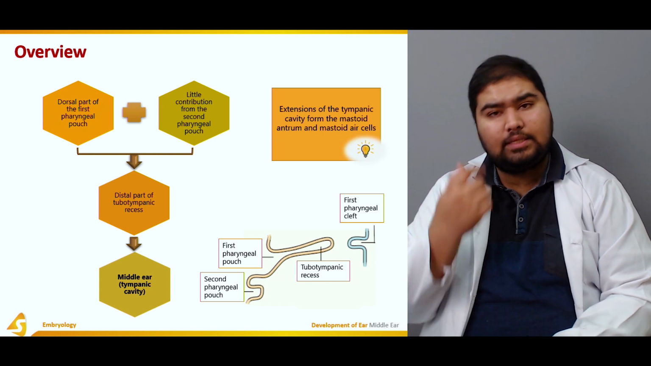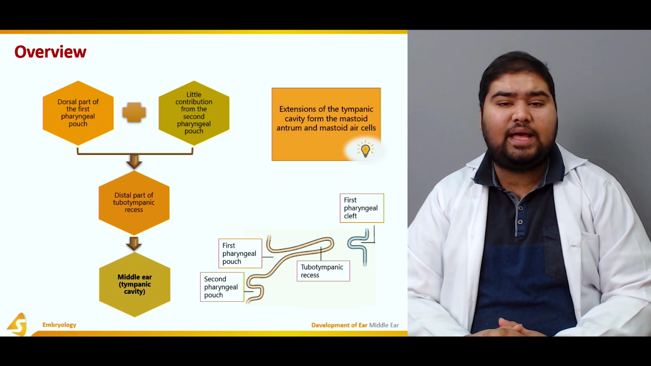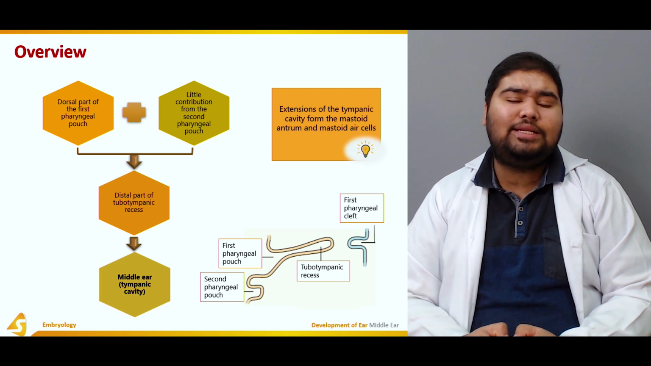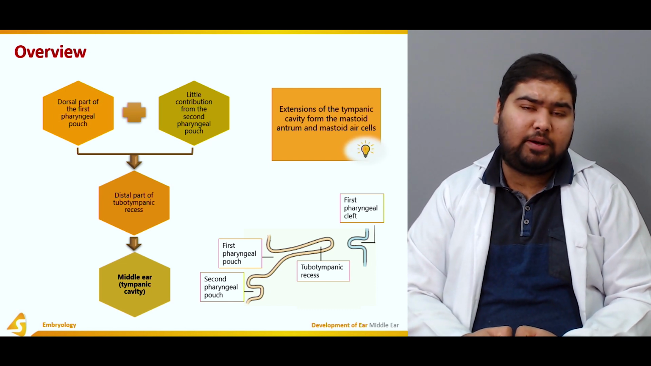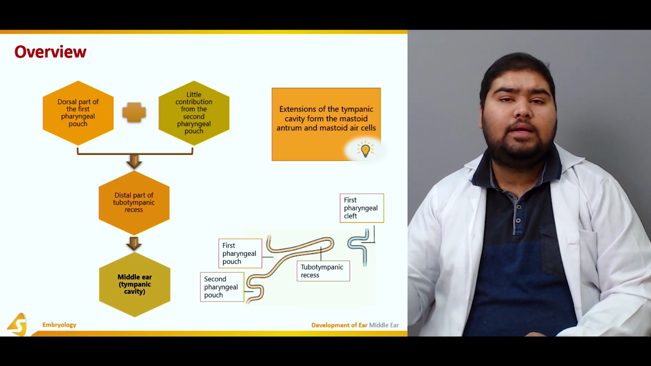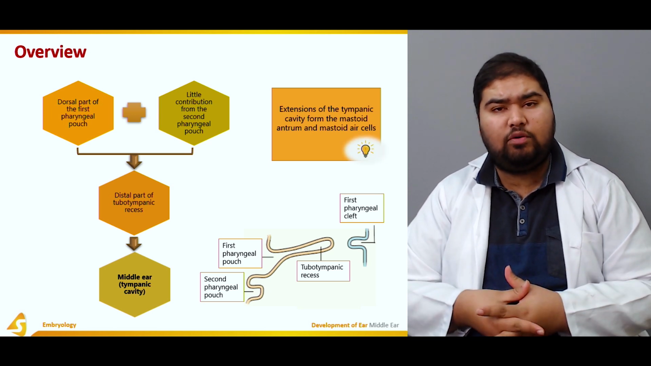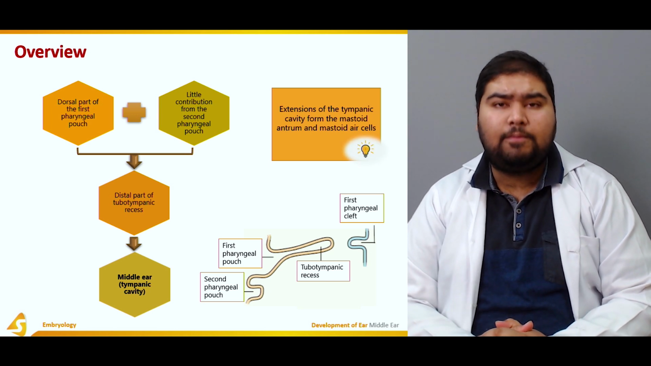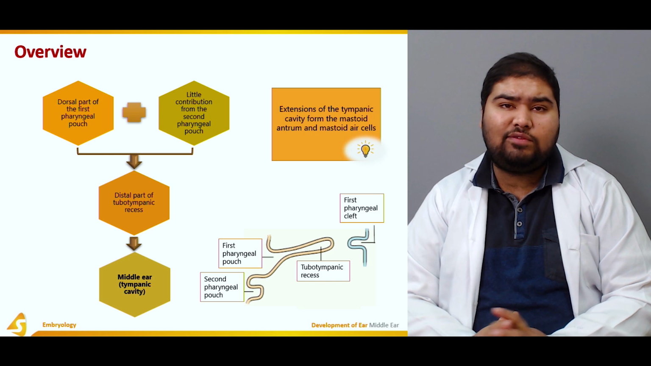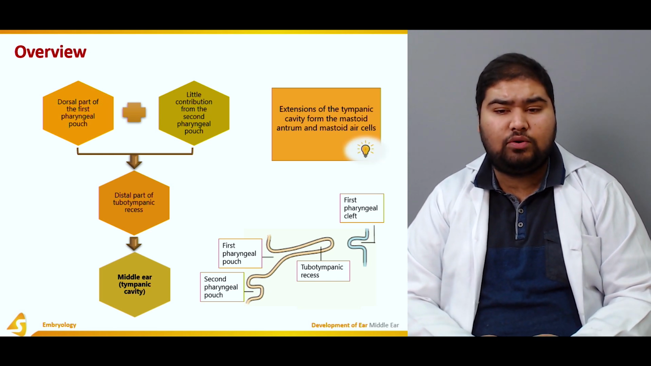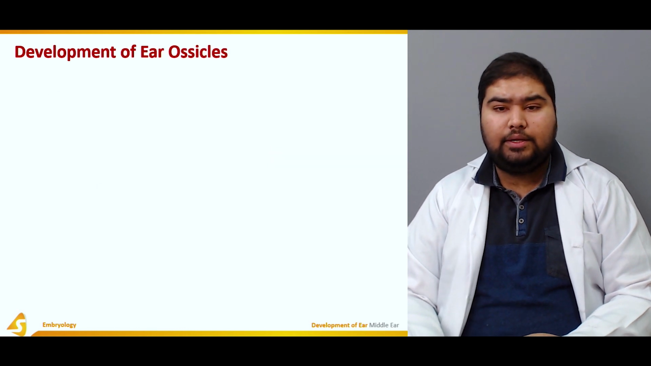So how is the tympanic cavity formed? The tympanic cavity is formed by the first pharyngeal pouch and a little contribution from the second pharyngeal pouch along with the distal part of the tubotympanic recess. Now these contribute to the formation of the middle ear or the tympanic cavity. Now, the extension of this tympanic cavity produces the mastoid antrum as well as the mastoid ear cells.